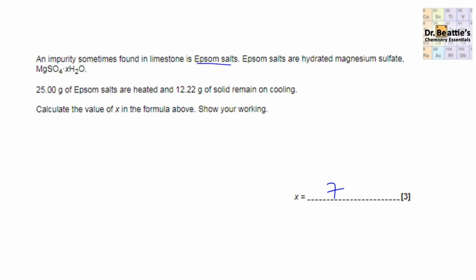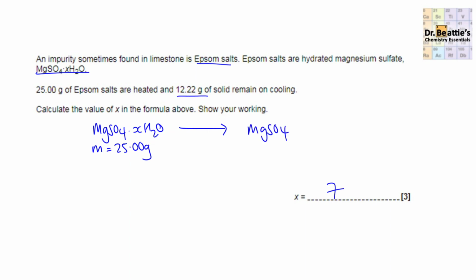We've been told that Epsom salts have the formula of magnesium sulfate with x water molecules, so that's our hydrated form. When we heat it, we had 25 grams of Epsom salts, and we heated that and then got a solid remaining on cooling. So we know we've driven off these water molecules, so our solid is magnesium sulfate. And we can see here that we have 12.22 grams of that. And then we're left with the water molecules. So steps 1 and 2 have been done as we talked through that by extracting the information.